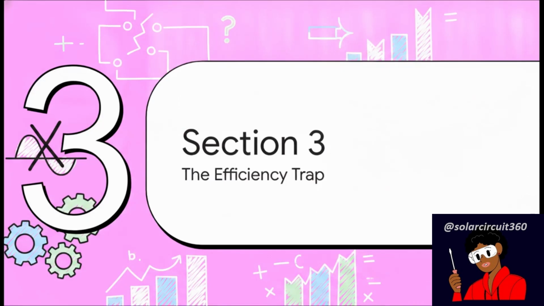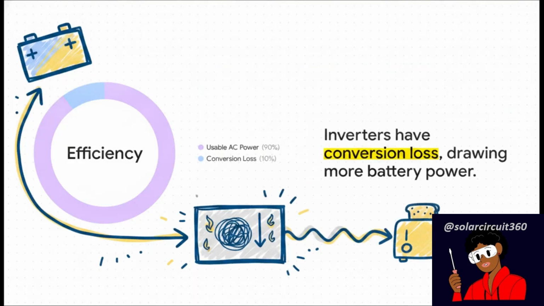Section 3, the efficiency trap. Okay, here is the twist. I'm going to tell you why that basic math we just learned is actually, well, dangerously incomplete. Real inverters aren't magic. They are not 100% efficient. Converting DC to AC takes real energy. A really good, high-quality inverter might give you 90% usable AC power, but it's losing about 10% of that energy as raw heat during the conversion. So if you plug in a 2,000-watt appliance, your inverter doesn't just pull 2,000 watts from the battery.